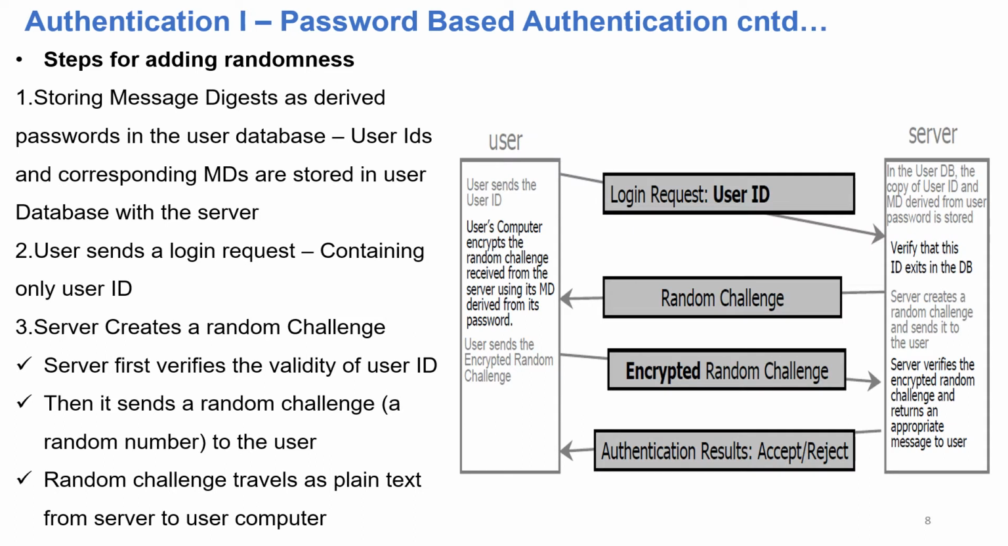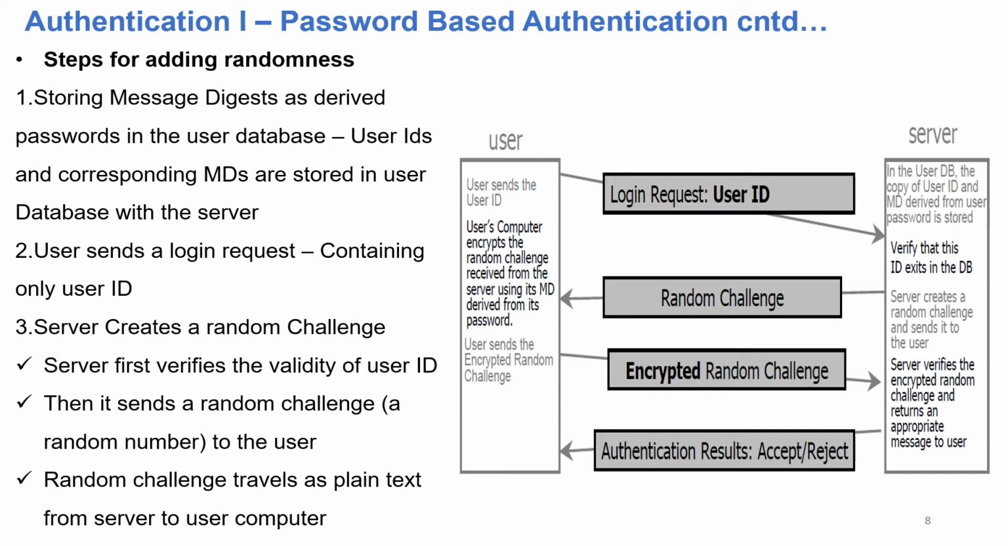So now coming to the steps for adding this randomness. As always, you have your user and your server. Initially, in the first step, the user will only send the login request, which comprises the user ID, to the server. At the server end, the user database will have a copy of the user's ID and the message digest that is derived from the user's password, which is already stored within the server. Once the server receives this user ID, it first verifies that this user ID actually exists within the user database of the server.